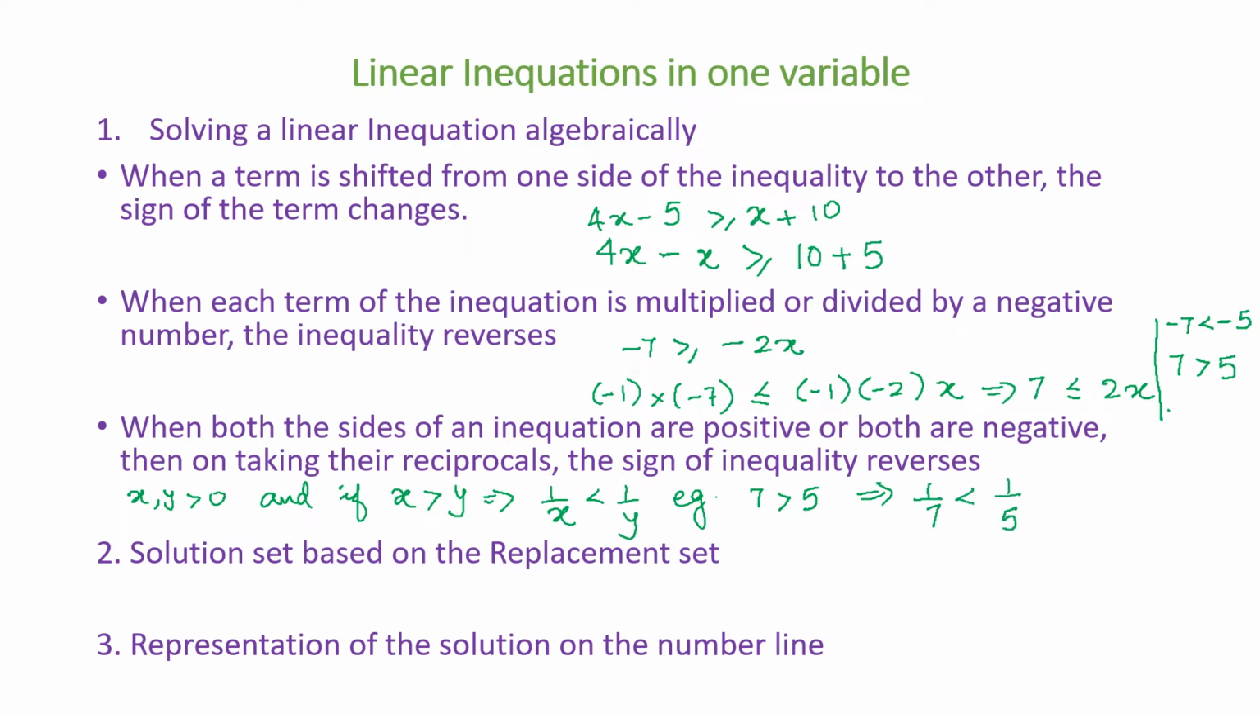In the same way, for the negative numbers, if I have minus 7, you know that minus 7 is less than minus 5. When I take the reciprocal, this is going to be minus 1 upon 7 is greater than minus 1 upon 5. Remember that you are only taking the reciprocal, you are not multiplying by minus 1. You're not converting that minus 7 into positive. Go step by step. So minus 7 is less than minus 5. This implies when I take the reciprocal, minus 1 upon 7 is greater than minus 1 upon 5.